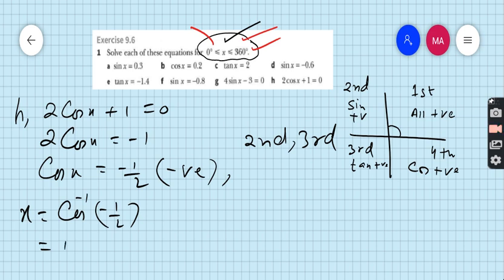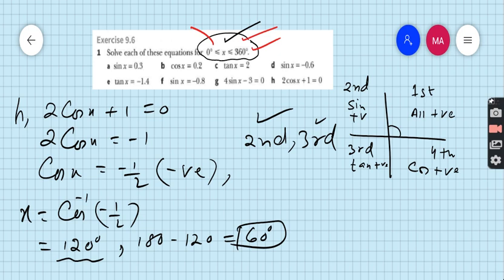The answer is 120 degrees. And in the second quadrant the value should be above 90 degrees, therefore this value, 120 degrees, will be acceptable. How to find the second value which lies in the third quadrant? Very easy. First we have to find the basic angle, 180 minus 120, that is 60 degrees, because the value of a basic angle is always less than 90 degrees. So the value in the third quadrant is 180 plus 60, and 180 plus 60 is 240 degrees.